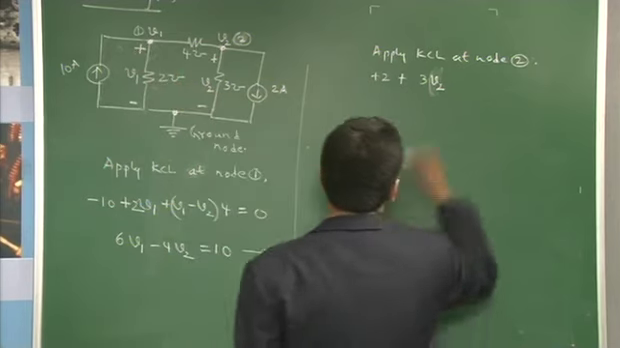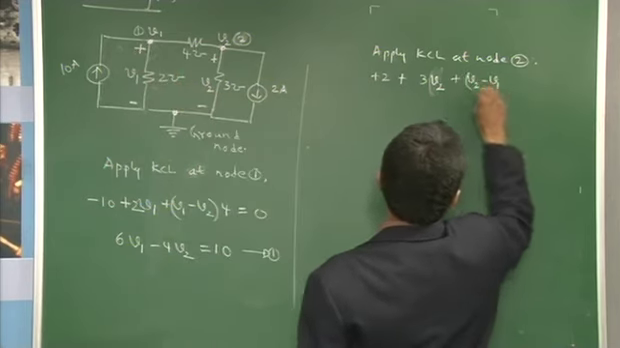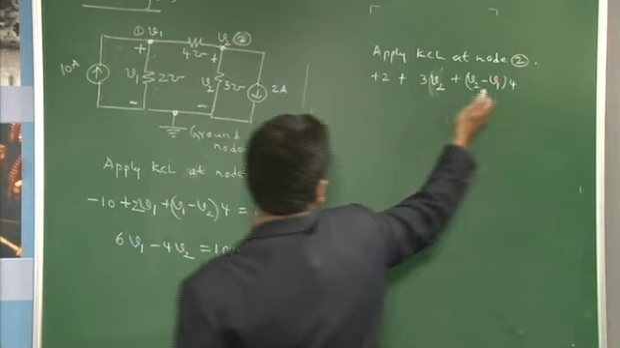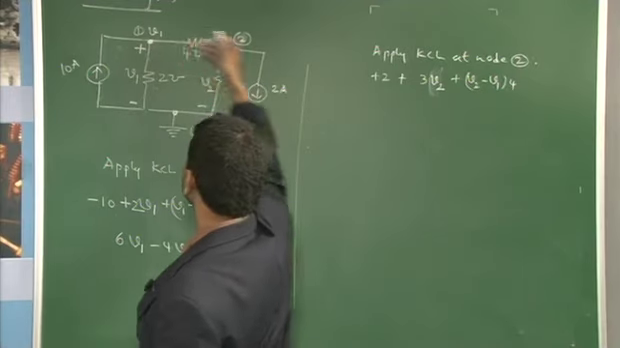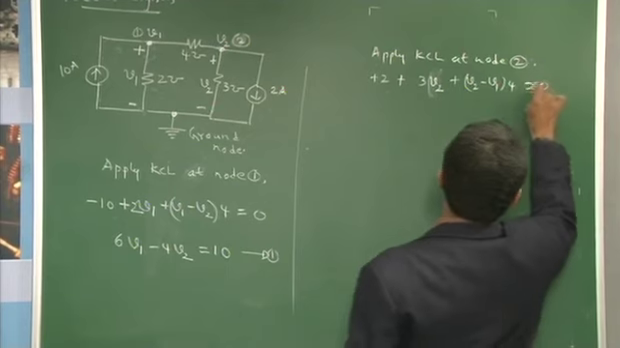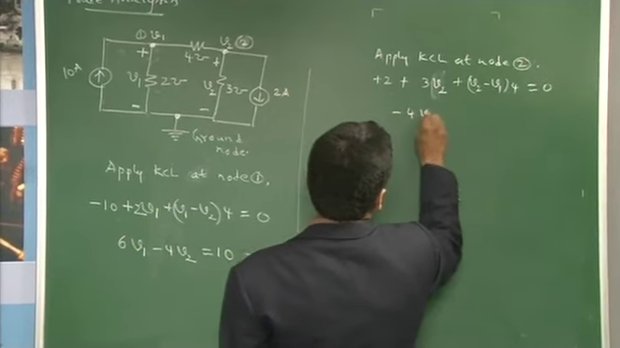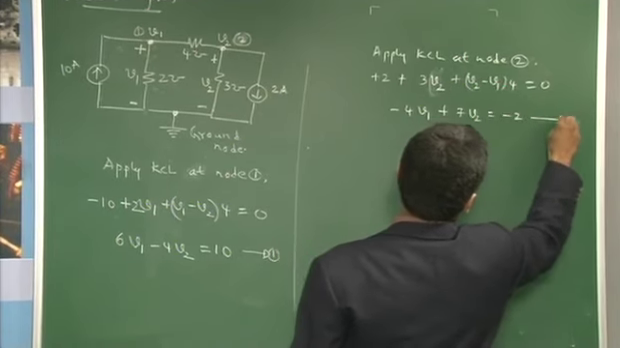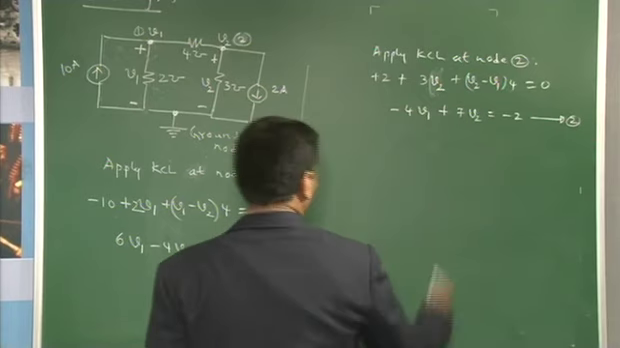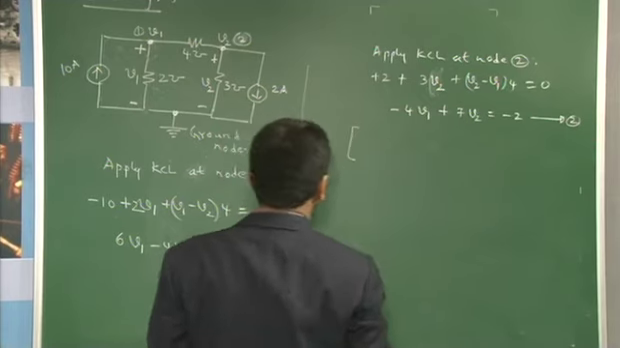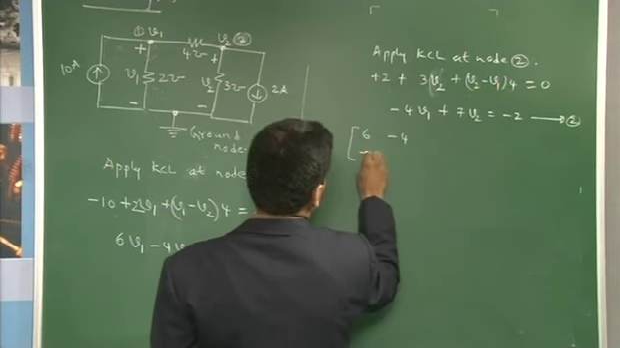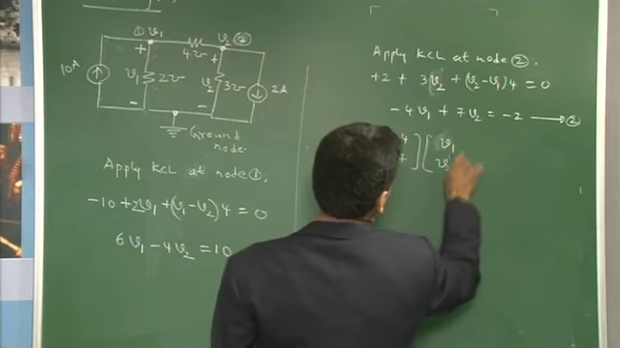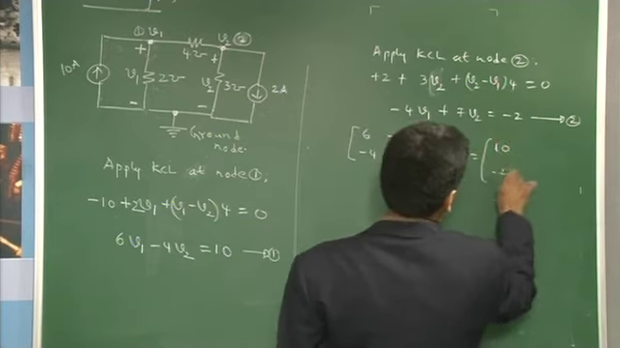What is the current that comes out of this node in this direction? It is V2 minus V1 into 4, the leaving current corresponding to this particular node, the potential difference into the conductance. So, this should be equal to 0. Now, when I properly arrange this equation: minus 4V1 plus 4V2 plus 3V2, 7V2 is equal to minus 2. Call this equation 2. Now, these two equations can be arranged in the matrix form: 6 minus 4, minus 4 7, multiplied by V1 V2, which is equal to 10 minus 2.